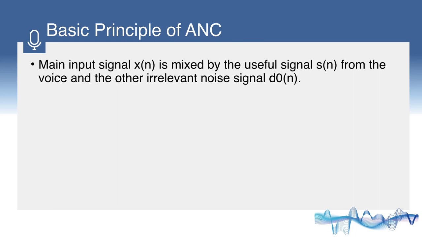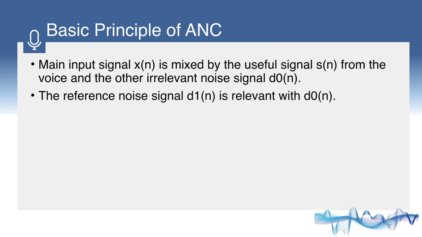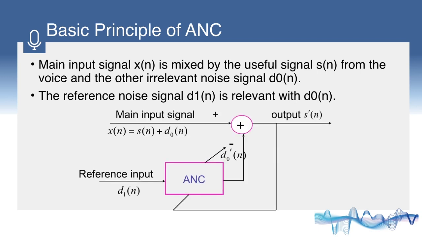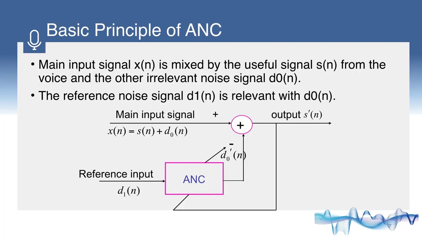The adaptive filter can effectively track the input time-varying signal in an unknown environment and optimize the output signal, so it can be used to form an adaptive noise canceller. In the method of ANC, the main input signal Xn is mixed by the useful signal Sn from the voice and the other irrelevant noise signal D0n. The reference noise signal D1n is relevant with D0n.